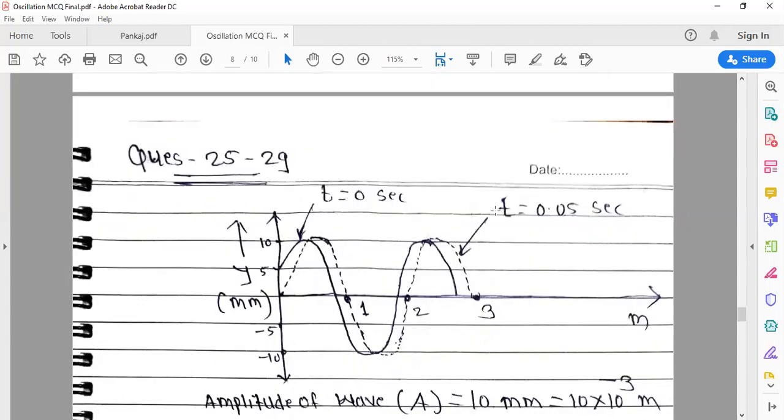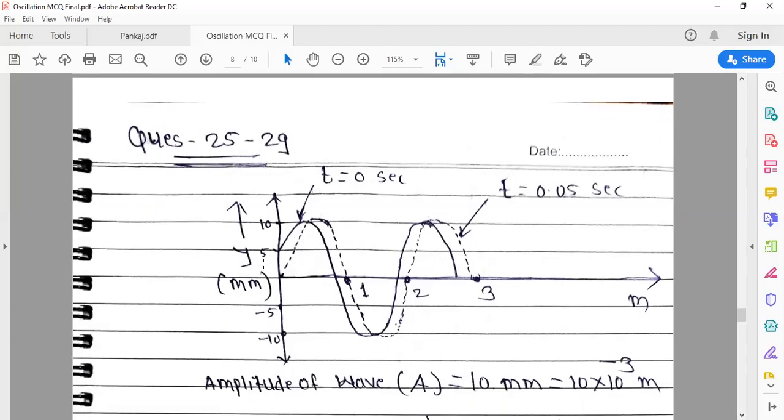Next, there is one figure given, and this diagram consists of 5 to 6 questions, question 25 to question 29. So these are two sine waves of simple harmonic motion. One is starting from this point and the second one is starting from the origin. So this is half of the amplitude.